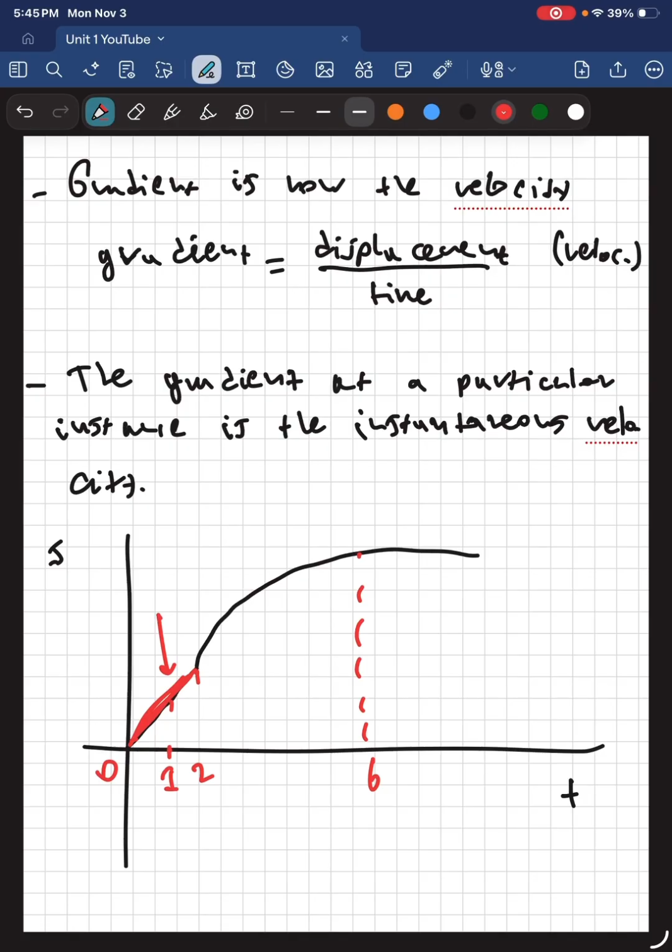But for the instantaneous speed at 6 seconds, you have to draw the tangent again. This is going to be a difficult tangent, but you can calculate it. Once you draw the tangent at 6 seconds, you can come here and here and calculate the instantaneous velocity, which is positive, by the way. It's slow, but positive.